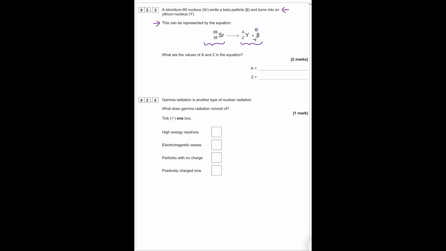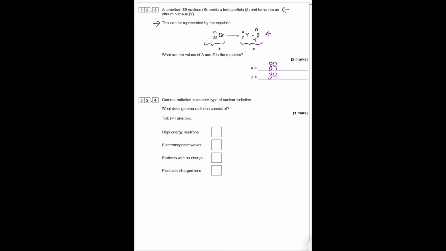So, 89, and we've got an electron which has a mass of 0, which means the atomic mass of the yttrium must also be 89. Now, if we look at the atomic number, strontium is 38. So we need the atomic number of yttrium. So the number take away 1 has to equal 38. So that would be 39, because 39 take away 1 is 38. So the atomic number on the strontium side and the product side is equal in each case.